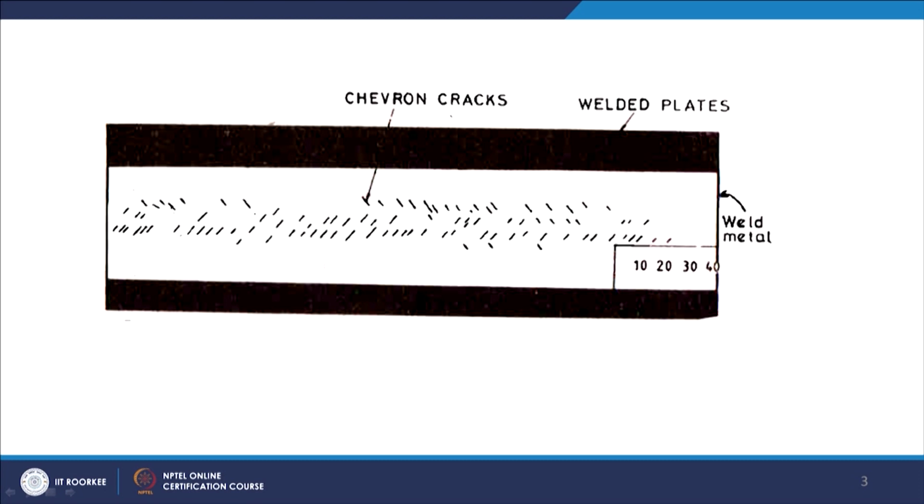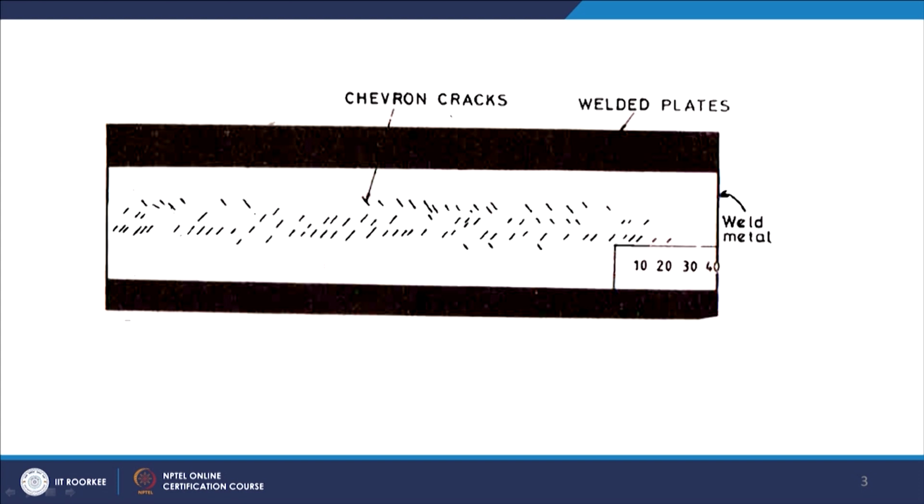Chevron cracks. Now, these intergranular cracks are also joined by transgranular cracks at low temperature by hydrogen cracking. Basically that way you get these Chevron cracks, and that is what is shown in this figure.